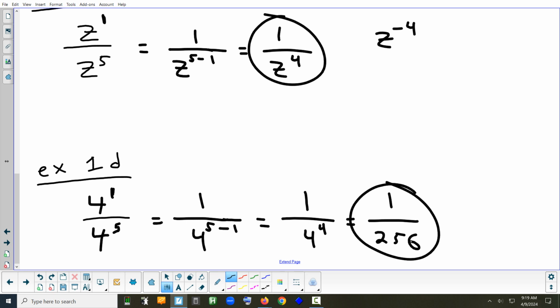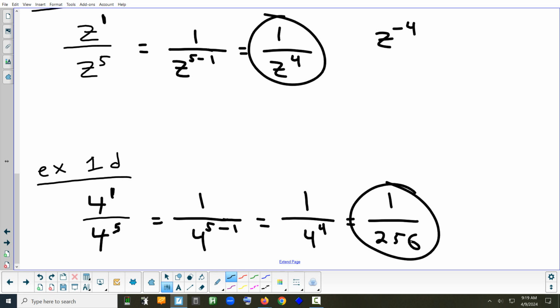Now, if the bottom was like 4 to the 30th power, that's way too big. Okay, that's going to be a huge number. We wouldn't do that out. If you had a question on a test, if you should do it out as 256 or just leave it, you can always ask me and I'll tell you. Okay. Is there any question on it?